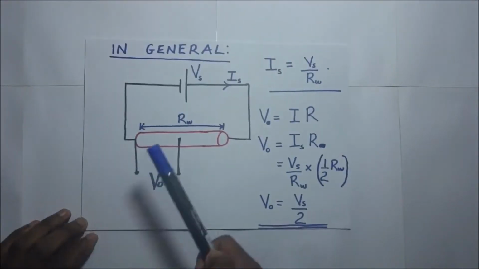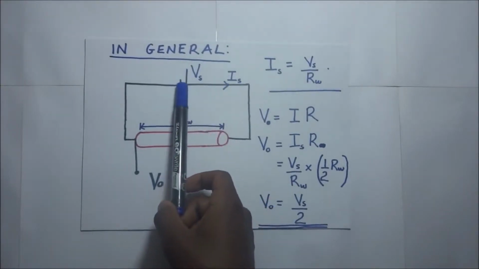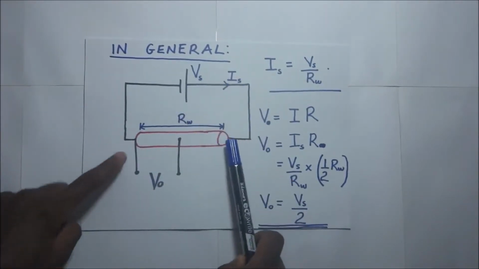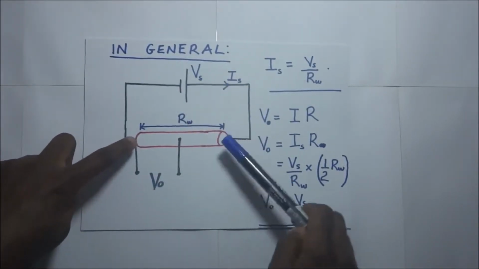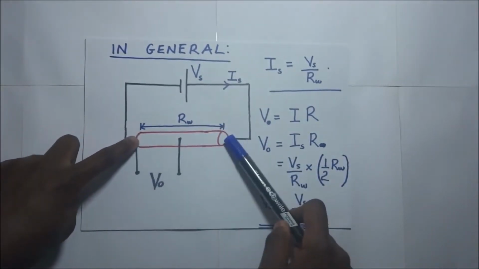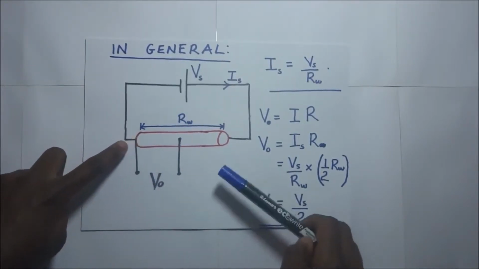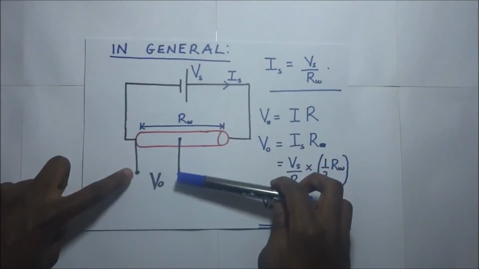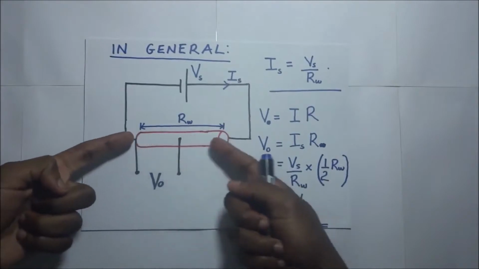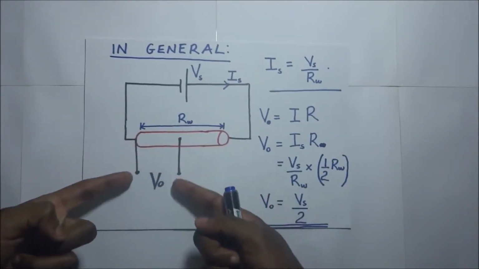In general terms, we shall say that if we have current IS flowing out of a source of EMF, the source of EMF is what we are calling VS, and this is connected to a conductor whose length is known, or maybe whose entire resistance is known. In this case, we call the resistance of this conductor RW, meaning the resistance of the wire, and we are required to find the output voltage across a section of the whole wire. It could be halfway, it could be quarter way, or any distance across the section of the whole wire.